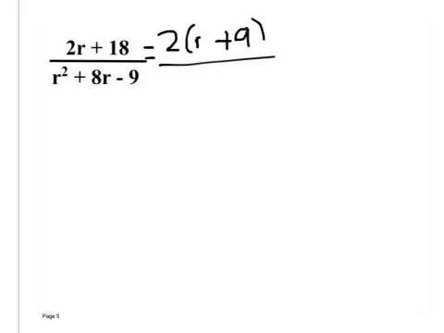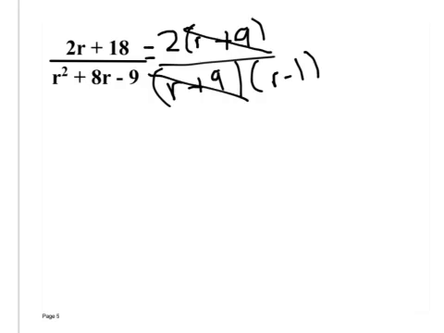What adds to give me 8, multiplies to give me negative 9? Nothing. How about positive 9 and negative 1? Yeah, that works. Our r plus 9s cancel. All I'm left with is 2 over r minus 1. Okay, that's the simplified answer.